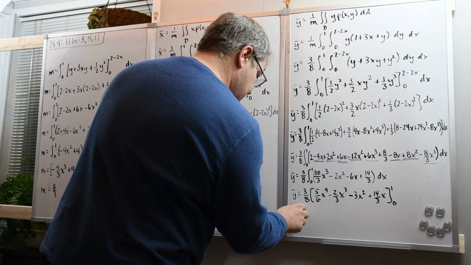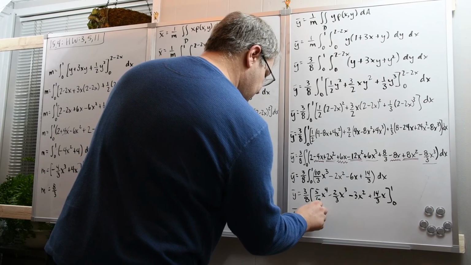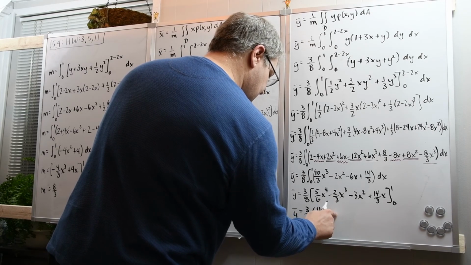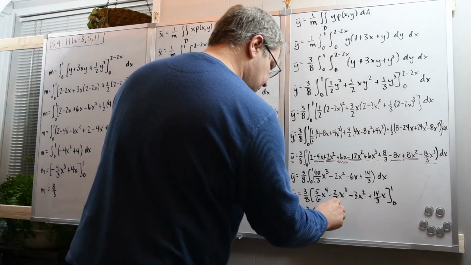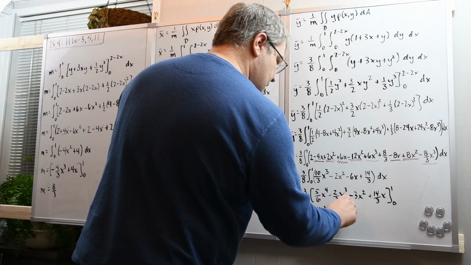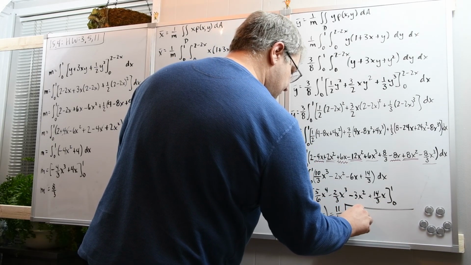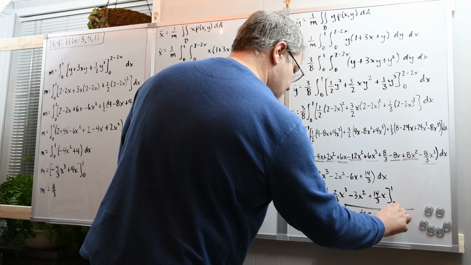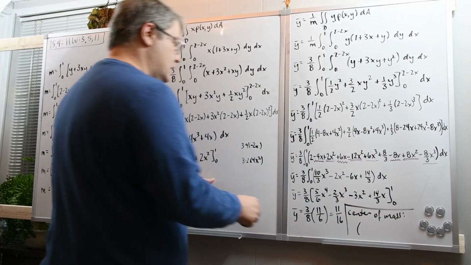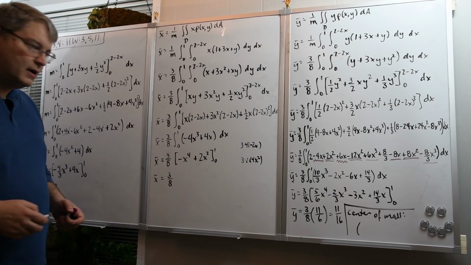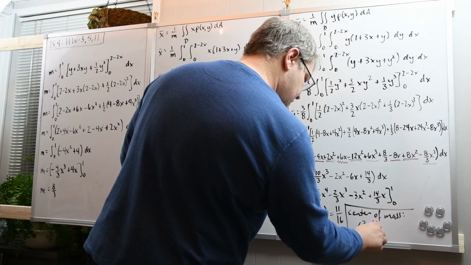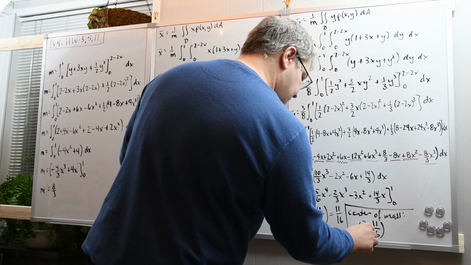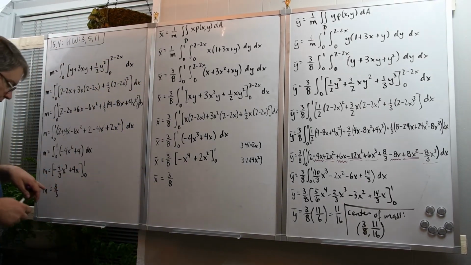So y bar is going to be 3/8 times 11 over 6. And if you do the multiplication here, that means that y bar is 11 over 16. As a result, our center of mass is, well, we had 3/8 for x bar, and 11/16 for y bar. So we figured out the center of mass here. We had the mass of the lamina earlier, 8/3, and that finishes out everything that we were asked to do.